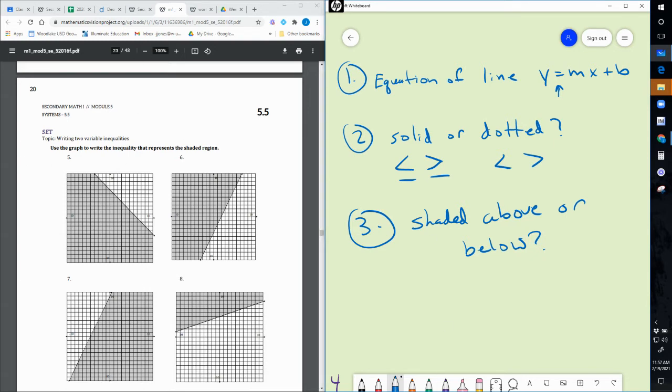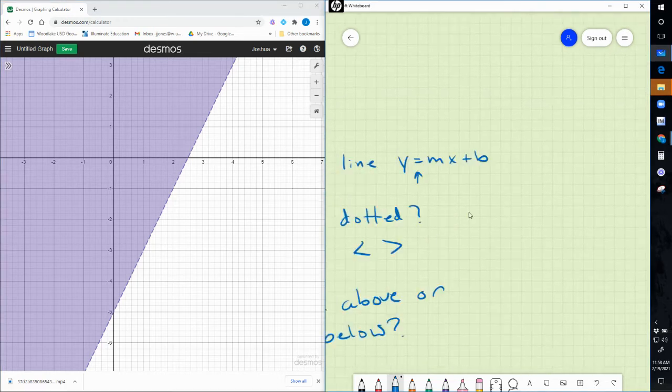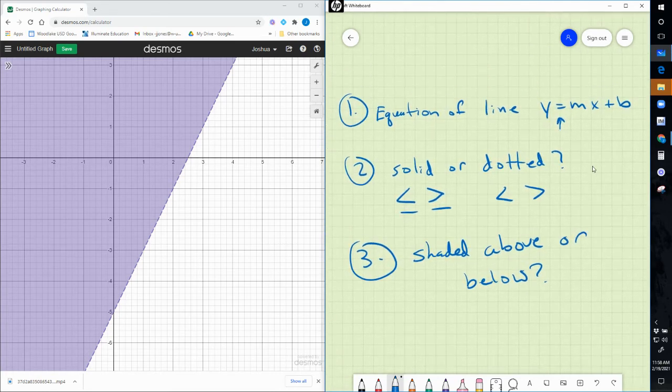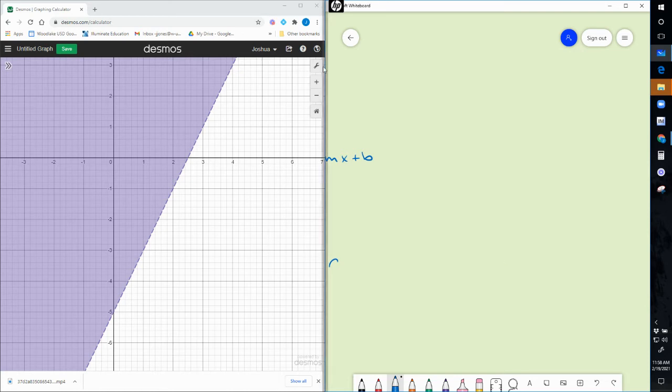So let me give you an example of this. On the left you see a line, and it's already shaded. Now we're going to do this exact same process with this line that I created. The first thing this says to do is find the equation of the line in y equals mx plus b form. So what do we need to find the equation? We need the slope, and we need the y-intercept, right?